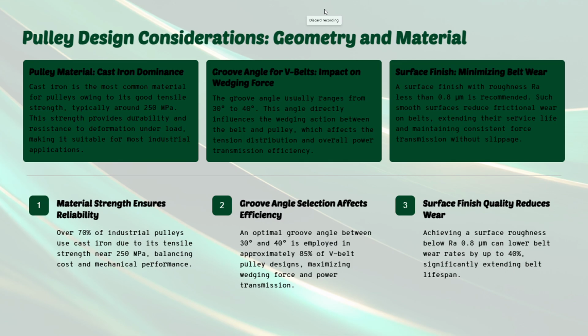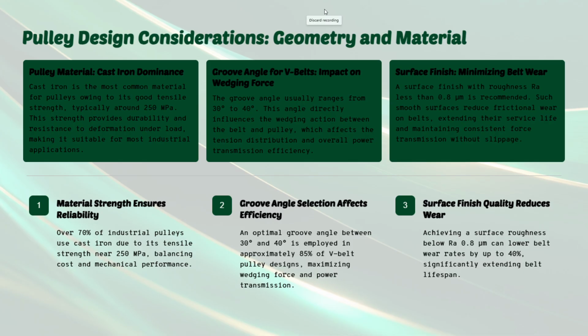By constantly comparing the exact rotation speeds of the driving and driven components, systems can detect if the slip ratio crosses a critical 3% threshold, instantly alerting maintenance teams that significant slippage is occurring and accuracy is dropping. Avoiding these losses requires careful pulley design considerations, focusing entirely on geometry and material selection.